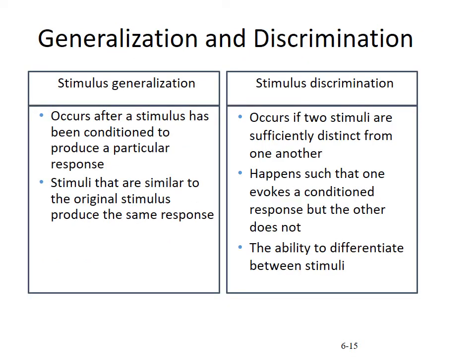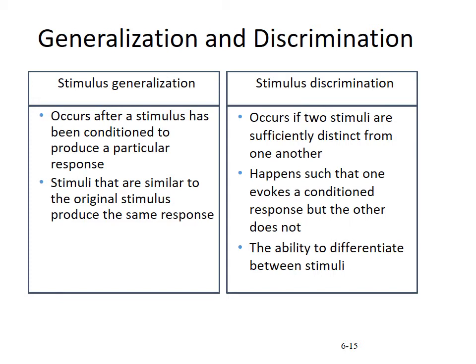The study of little Albert can also help us to better understand two other terms that we need to know, which is stimulus generalization and stimulus discrimination. Stimulus generalization occurs after a stimulus has been conditioned to produce a particular response. Stimuli that are similar to the original stimulus produce the same response. Stimulus discrimination occurs if two stimuli are sufficiently distinct from one another, such that one evokes a conditioned response, but the other does not. It is the ability to differentiate between stimuli.